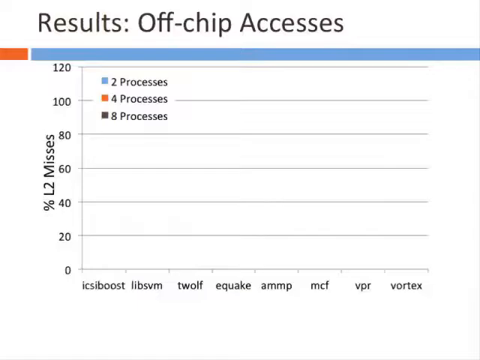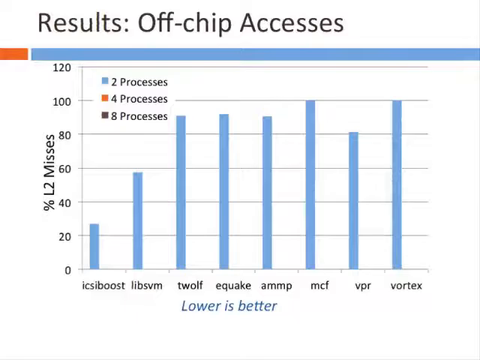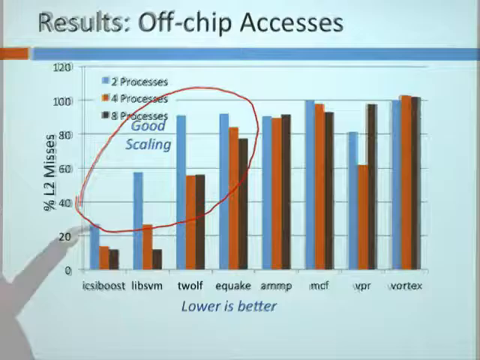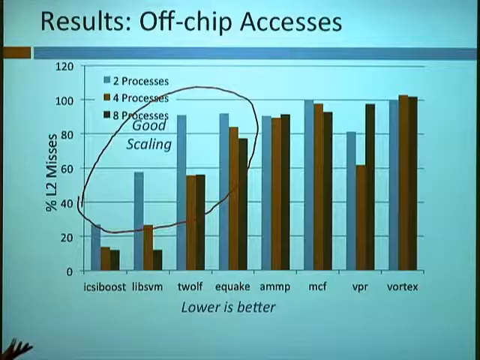In this case, this is the percentage of L2 cache misses, so lower is better. With two processes, this is compared to one process, so 100% is what we're comparing to. On the left-hand side, we get very good scaling: the more processes we have, the better we do compared to running without merging. That's good because we're able to merge more and more and get a larger effective cache size as we increase the size of the problem.